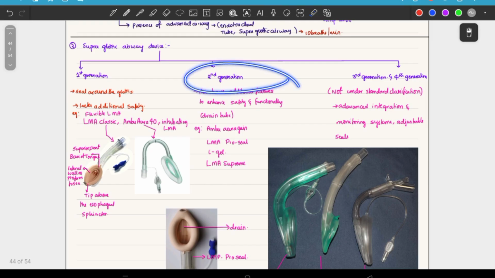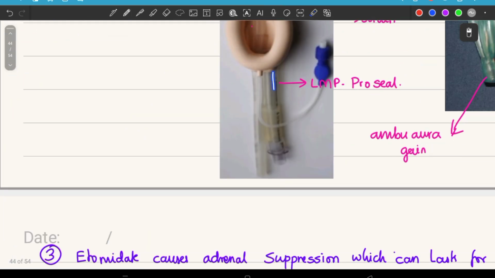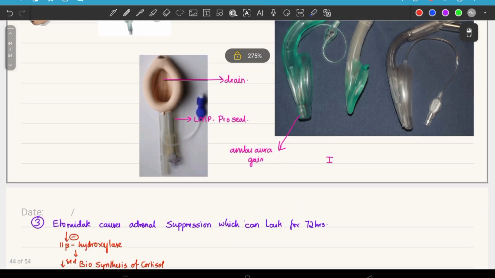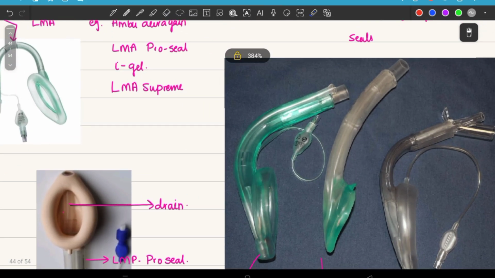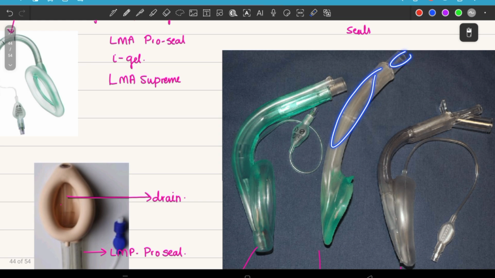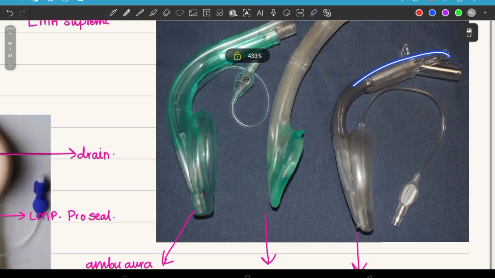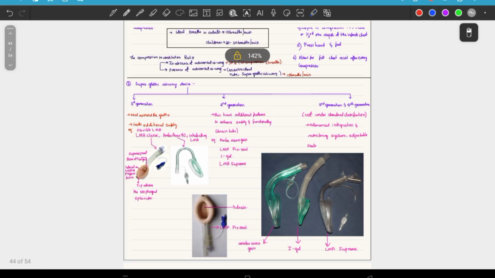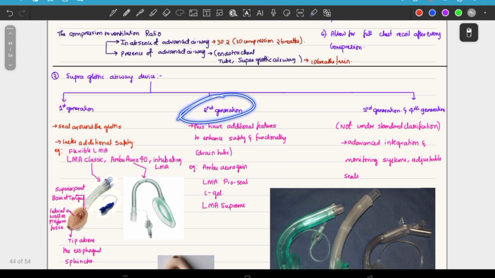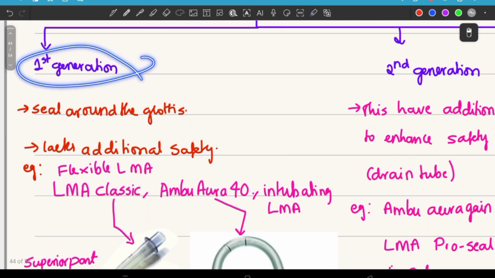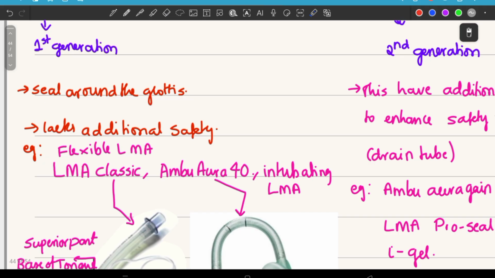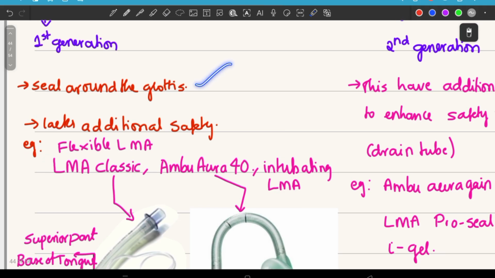Second generation will have some safety features, that is the drain tube. See, this is the main tube and this is the drain tube. So here you can see two tubes are present. Here also there are two tubes. Then in this also you can see two tubes are present. If there are two tubes, one is the drain tube, another one is for ventilation, that is a second generation. The first generation seals around the glottis, but lacks additional safety.